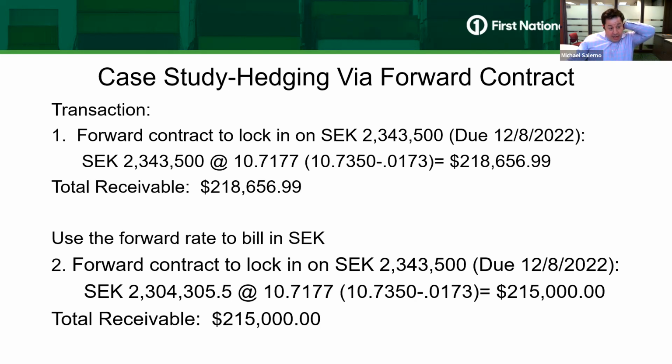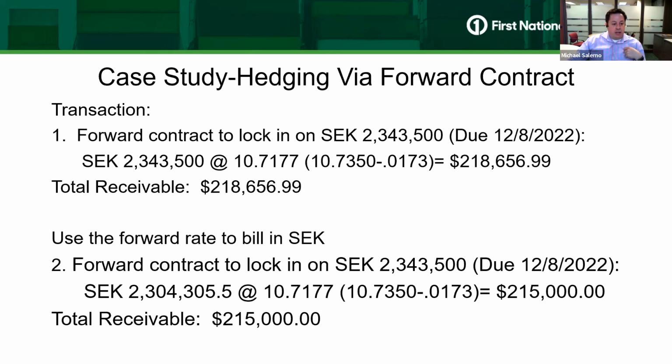What we should be doing, and what we're doing now, after the conversation with their provider, is we could use the forward rate to bill in SEK. If it's a one-off transaction where you don't need to agree to a budget rate that you're going to communicate to your buyer, you can literally call your provider and say, I want to lock in this rate. I need 215,000 US dollars 30 days later.